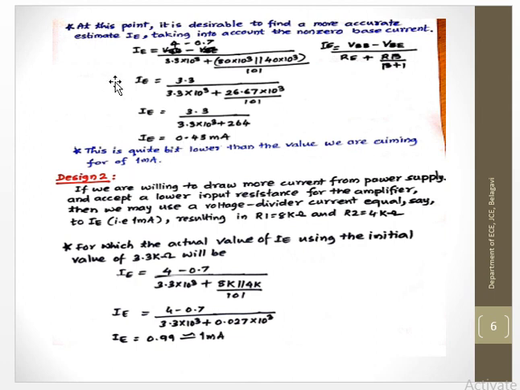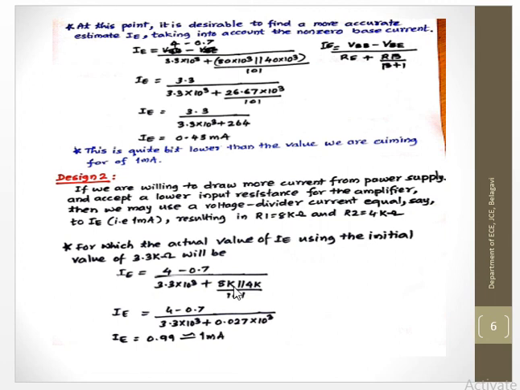This is quite lower than the value we are aiming for, 1 milliampere. For the same analysis, if we are willing to draw more current from the power supply and accept a lower input resistance for the amplifier, then we may use a voltage divider current equal to, say, IE, that is 1 milliampere, resulting in R1 of 8 kilo ohm and R2 of 4 kilo ohm.